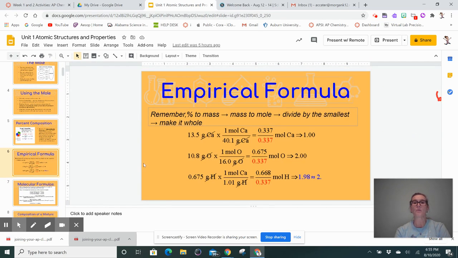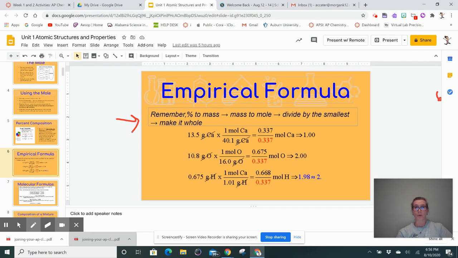Here are empirical formulas, and this is how we determine the empirical formula, the smallest whole number ratio. First, we need the percent composition. What we're going to do is, remember, we always go from the percent to the mass to the mole, and then divide the smallest number of moles into all the other moles that are there.